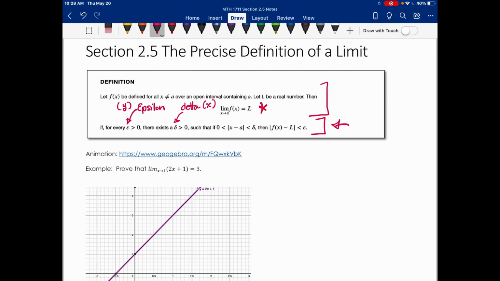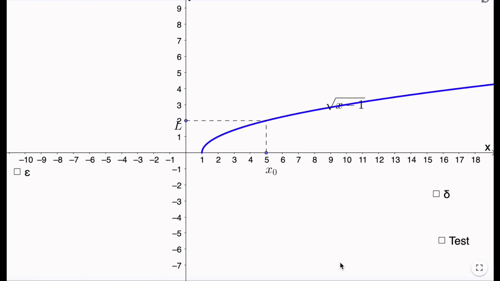This is the way that we're going to prove that the limit as x approaches a of f of x is equal to L. We use this specific information right here to prove that that limit is true. So let's look at our animation now to get a conceptual understanding of all these letters and symbols.